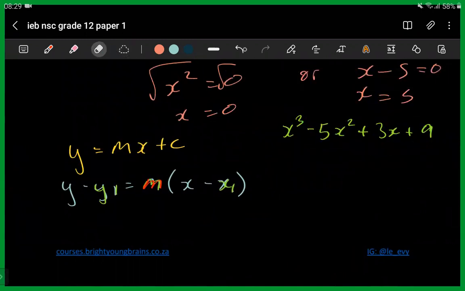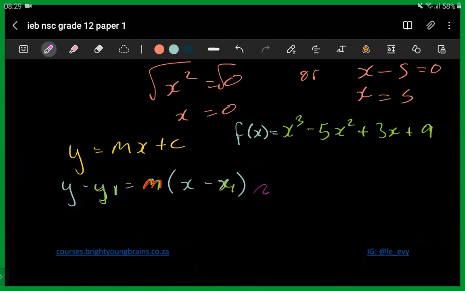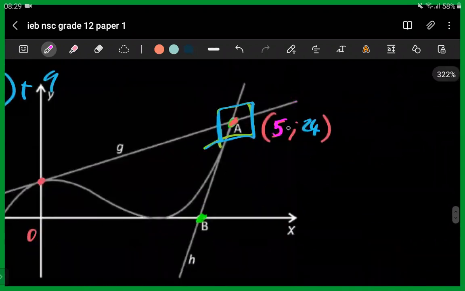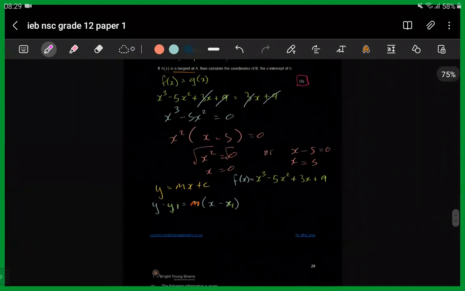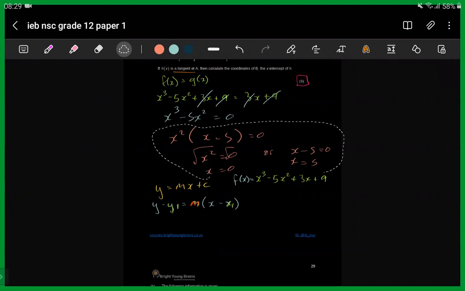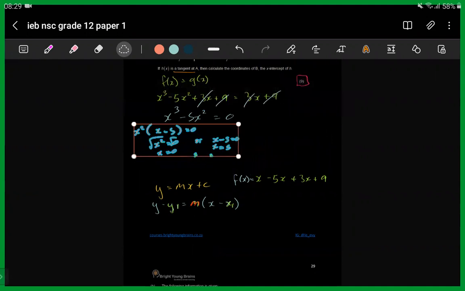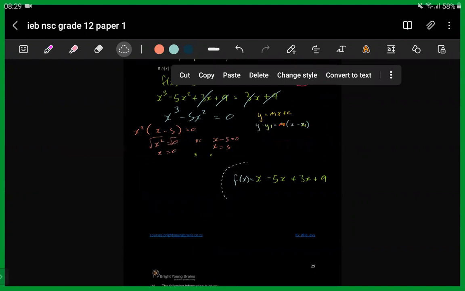So let's take our equation of f of x. This is what f of x looks like. We want to differentiate it so that we can find the gradient at a specific x value. We want to find the gradient where the x value is 5. That's going to be the gradient of our tangent. So let's create ourselves some space here, because we have just been too reckless. Let's move this over here.